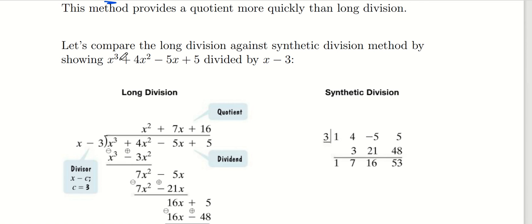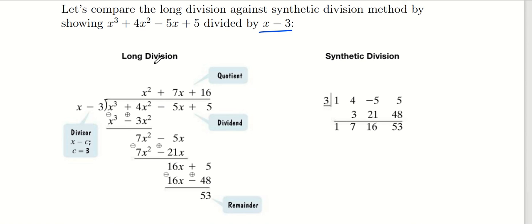Let's take a look at an example. We're going to compare two different methods of division. We're going to look at the general long polynomial division when we divide x cubed plus 4x squared minus 5x plus 5 by x minus 3. And we're also going to see what it would look like if we divide it using synthetic division. Again, we're able to do this because the divisor is of the form x minus c.